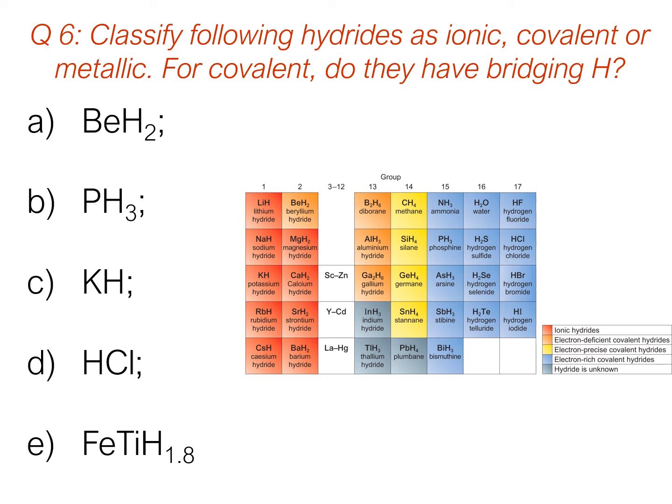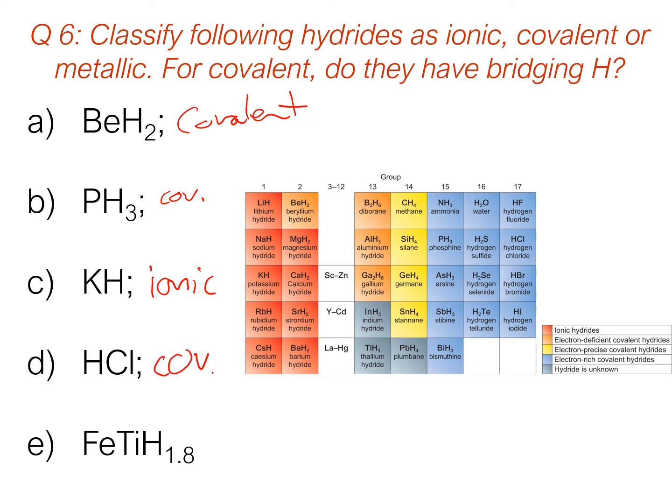The general trend was that with the s block, with the exception of beryllium, they're ionic. So the beryllium hydride is actually covalent. PH3 we can see is on the right hand side here, and the p block ones are all covalent hydrides, so this is also covalent. Potassium hydride is on the left hand side in group 1, therefore that one's ionic. HCl is from the p block again, so that one's covalent.